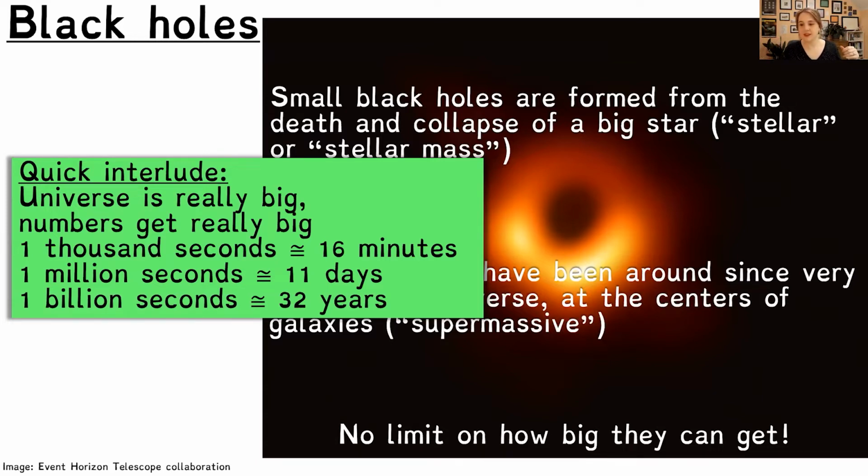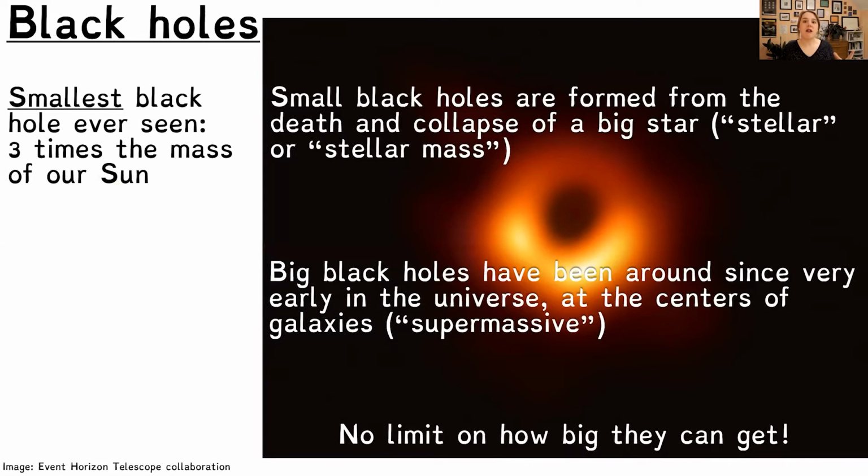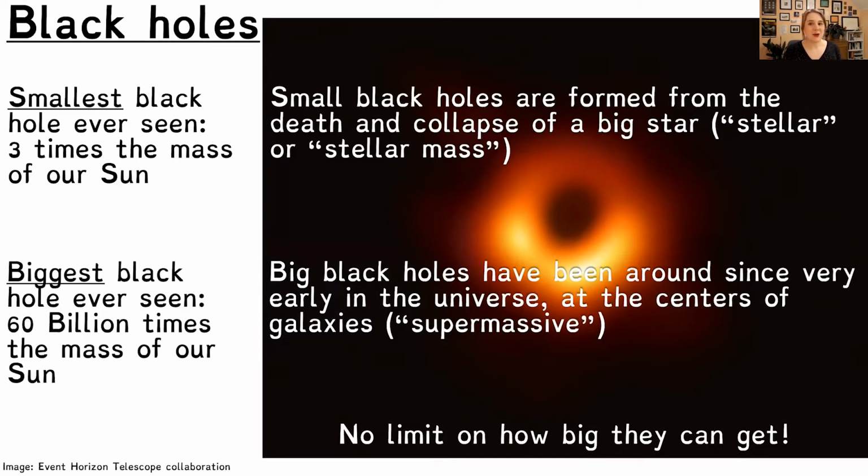Okay? So when we talk about the smallest black hole we've ever seen, this is 3 times the mass of our sun. It's in the constellation Monoceros, so it's sometimes called the unicorn. And the biggest black hole that we've ever seen is about 60 billion times the mass of our sun. That's billion with a B. And there's probably a bigger black hole out there. We just haven't seen it yet. This is the biggest one that we've seen.